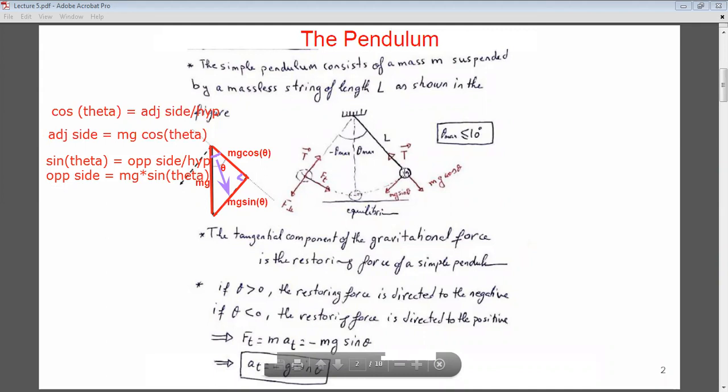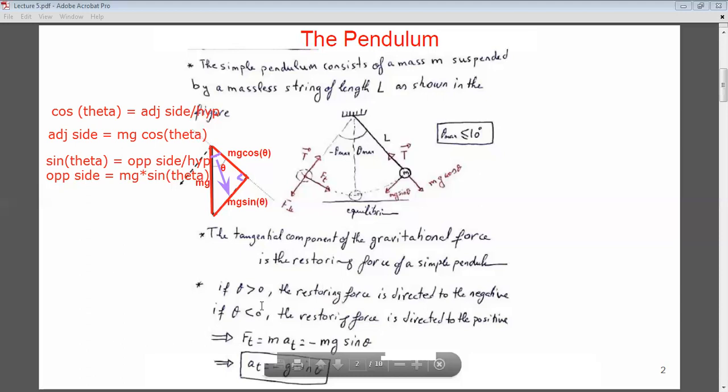So now, in the pendulum, the tangential component is mg sine theta, and the centripetal or radial component is mg cosine theta. Now, if theta is positive, there is a restoring force directed toward the negative. This is similar to what we encountered with the mass spring system. If theta is negative, there is something pulling it backwards, so the restoring force is toward the positive.